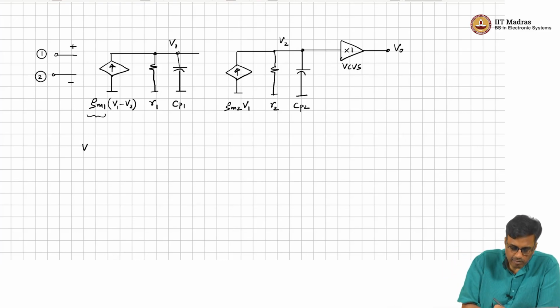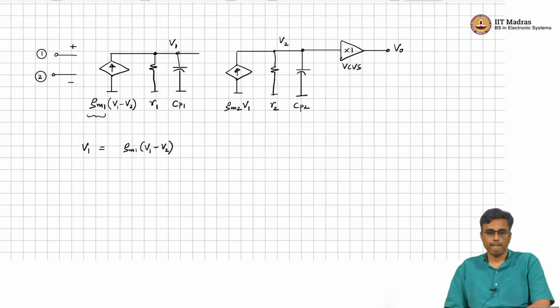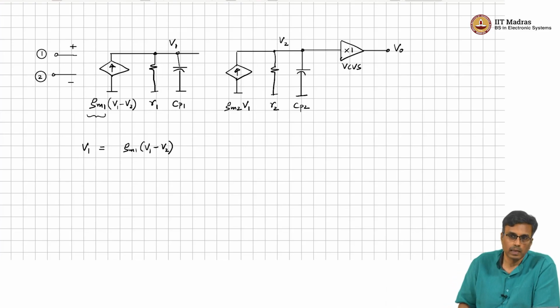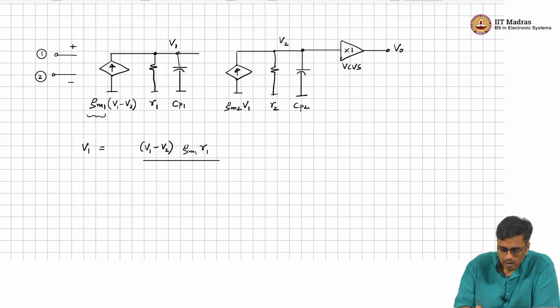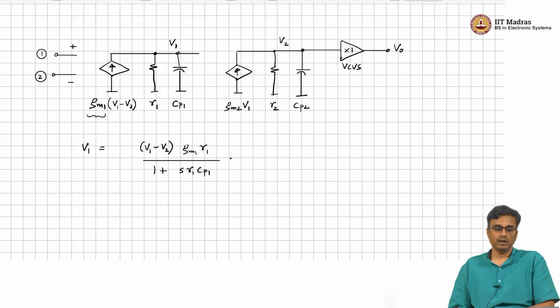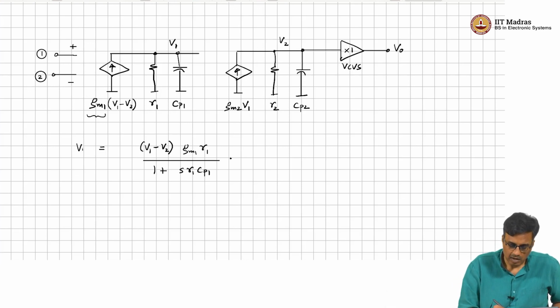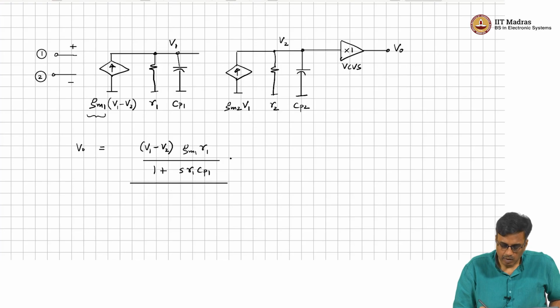So, we already know that V1 is nothing but GM1 times V1 minus V2 times R1, V1 minus V2 times GM1 R1 by 1 plus S R1 times CP1, very good, multiplied by, now V1 is going to get... so this is V1.